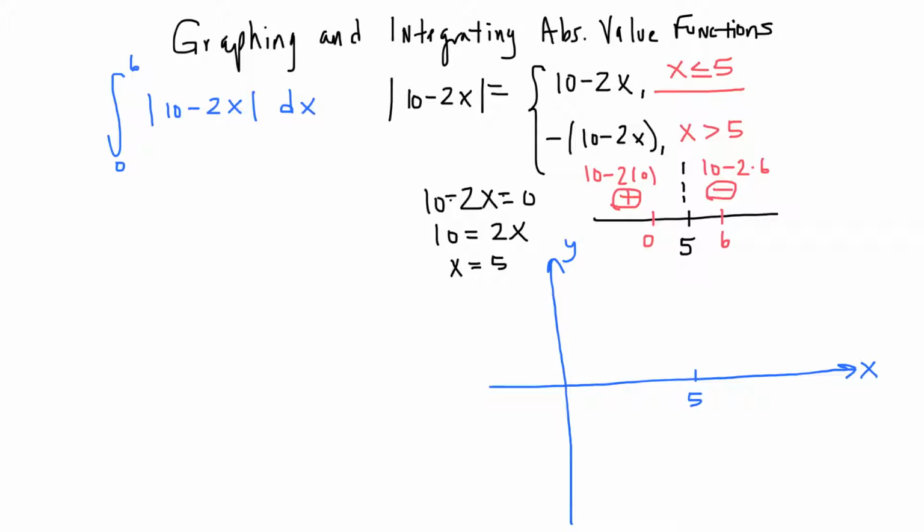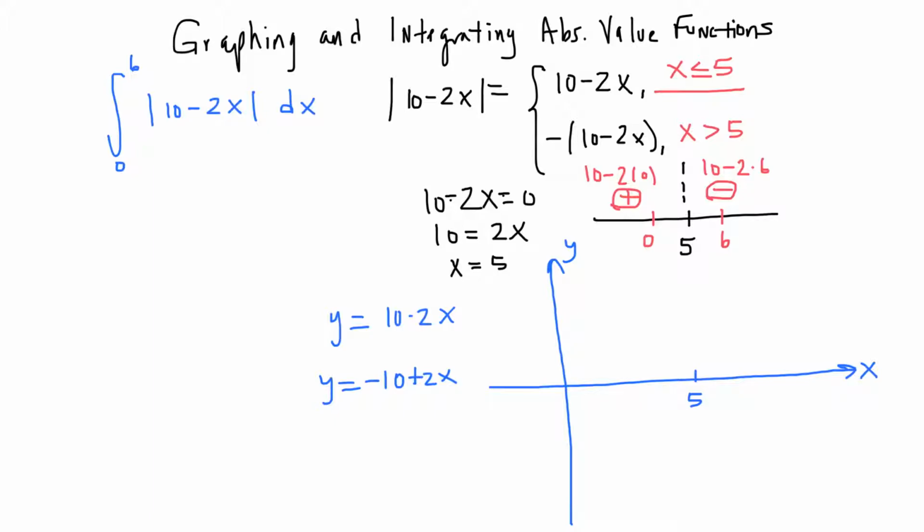And so now I have to graph two pieces, 10 minus 2x and negative quantity 10 minus 2x. So I can think of it as y equals 10 minus 2x and y equals negative quantity 10 minus 2x. Let me distribute that negative and I get negative 10 plus 2x. I'm just distributing here and rewriting this equation. So basically I have two lines and I have to graph the two lines.